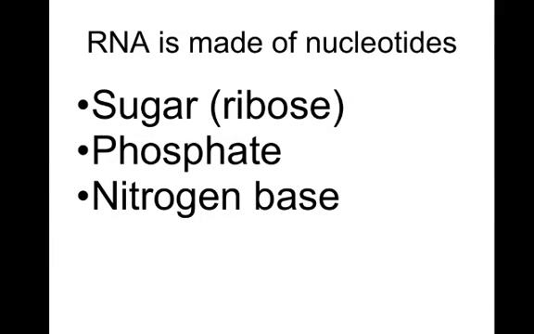One similarity that RNA has with DNA is that it's made up of nucleotides, just like DNA is. It's also made up of a sugar, phosphate, and nitrogen base, just like DNA. The major difference between RNA and DNA in their structure is that the sugar in RNA is ribose, and if you remember, the sugar in DNA is deoxyribose. So that's why RNA begins with an R and DNA begins with a D. So RNA, ribose.